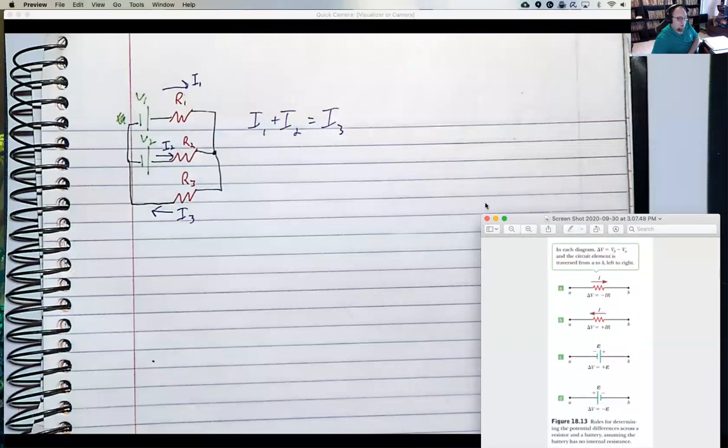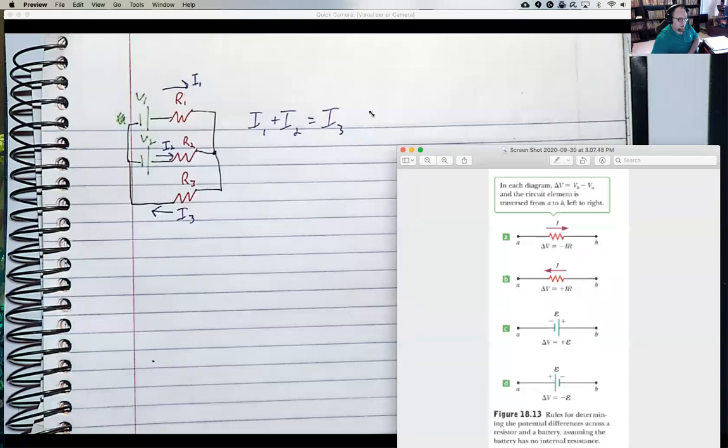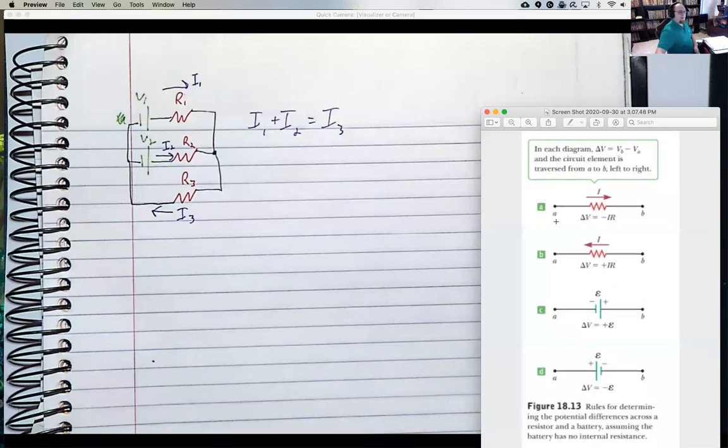But for a closed loop, the total potential is 0. And what we're going to do is say that if you go in the direction of the current over a resistor, you subtract IR. If you go opposite the direction of the current over a resistor, you add IR. If you go from negative to positive on a battery, you add the voltage. If you go from positive to negative on a battery, you subtract the voltage. And you just follow that through the loops.